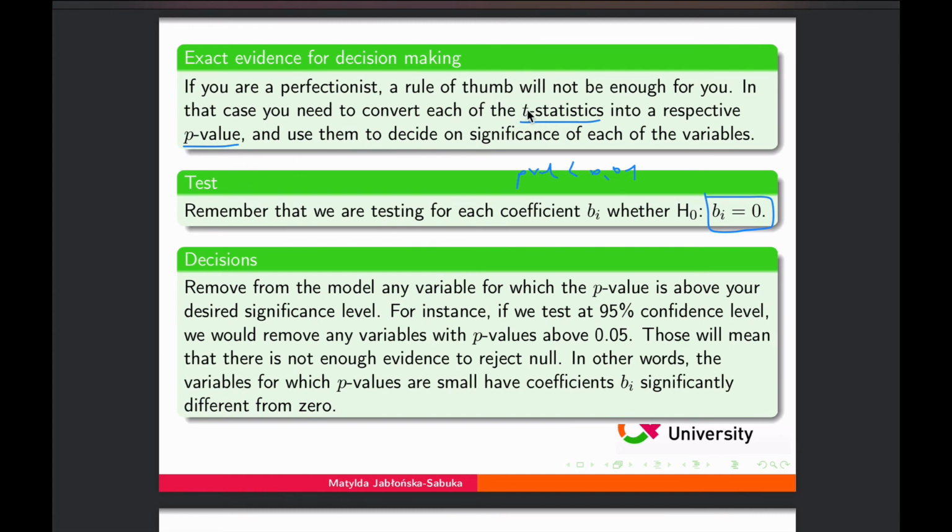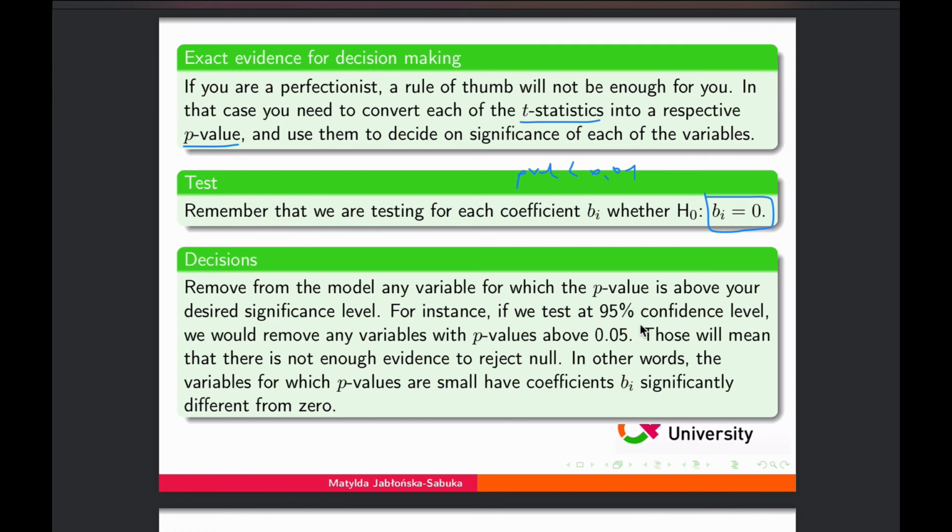A high t statistic and its low p-value means that we may consider that particular variable as significant for the model. Now I used here the example of 0.01, but most commonly 0.05 is the one chosen. So we would remove from the model any variable for which the p-value is above the desired significance level.